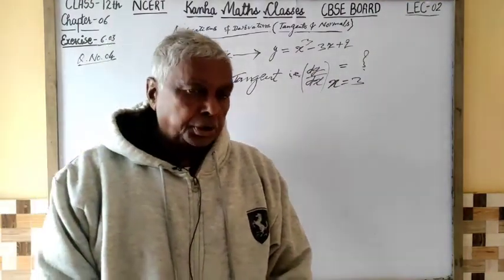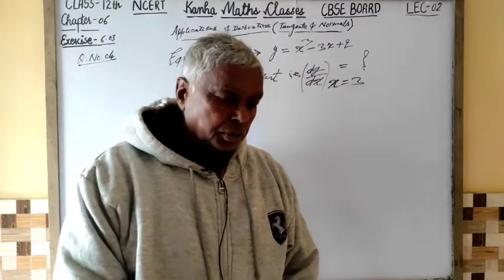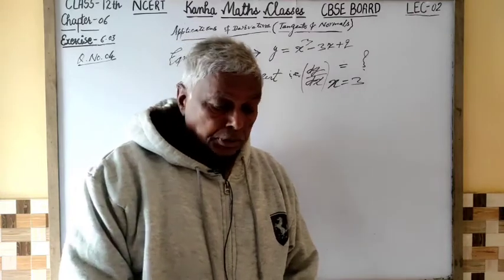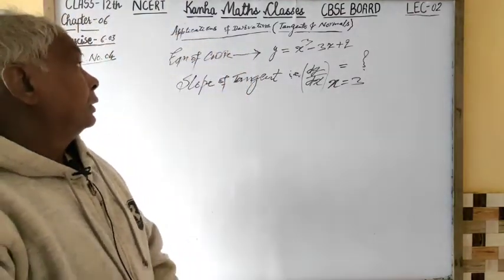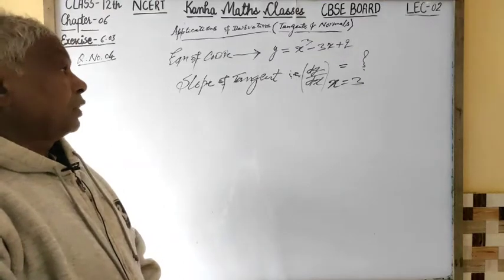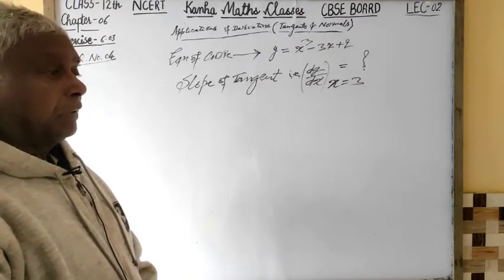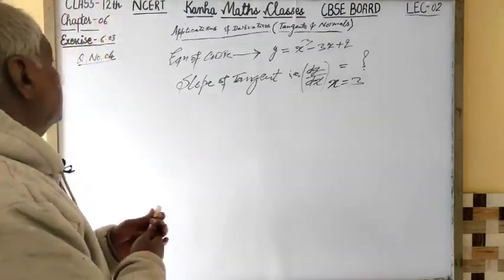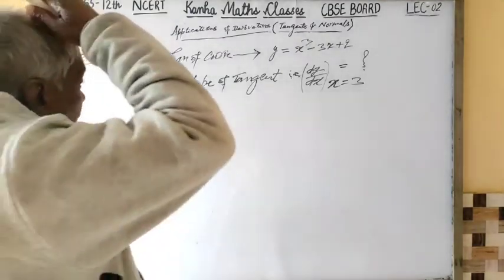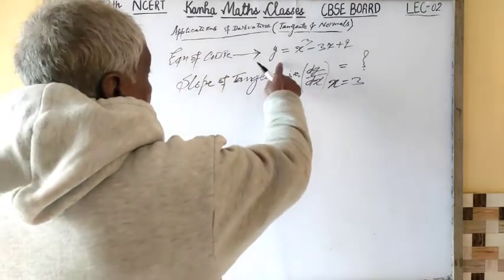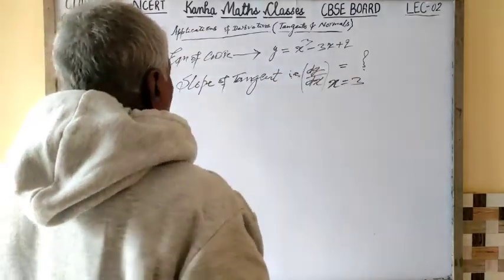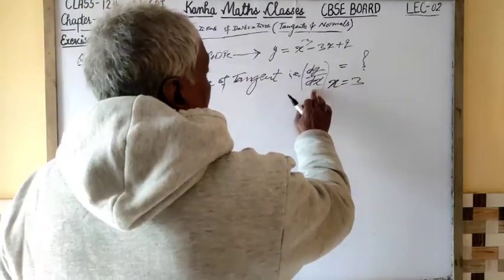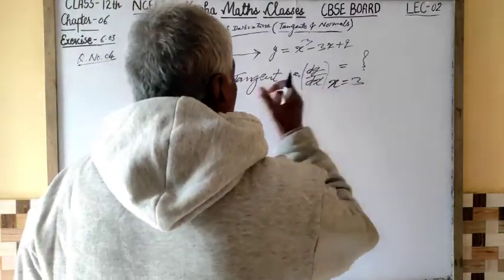Now in continuance of previous videos, further I want to shed some light on the usage of derivatives in finding the tangent and normals to the given curves at a specific given point. Here in question number 4, the equation of the curve is given by y is equal to x cube minus 3x plus 2, and you have to find the slope of the tangent, that is dy by dx, at the point x is equal to 3.